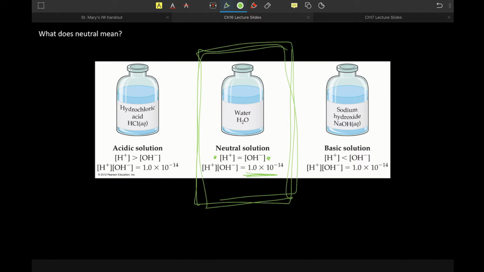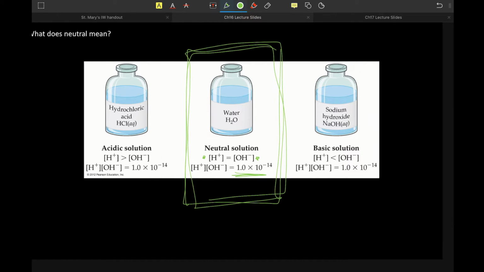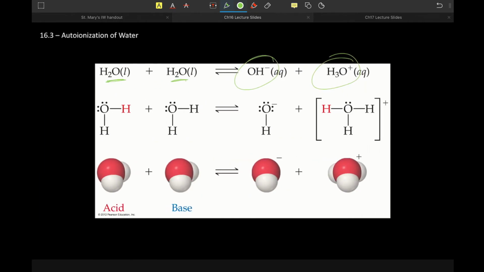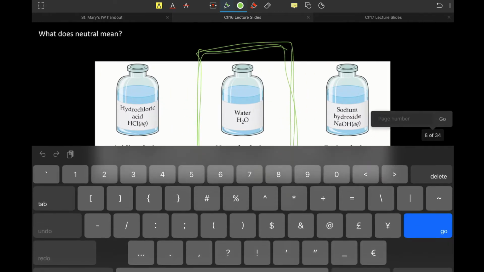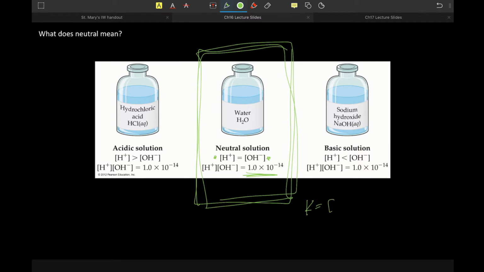But note that that is at 25 degrees Celsius, and just like every K expression, which I did not write down here, we have our K expression, which says K is equal to H plus times OH minus, which is equal to 1 times 10 to the negative 14th, and that's our Kw. Now, that's what defines it at 25 degrees. Away from 25 degrees, this number changes. It's not 1 times 10 to the negative 14th, which means neutral is no longer 7, because neutral is no longer going to be 10 to the negative 7th molar H+.